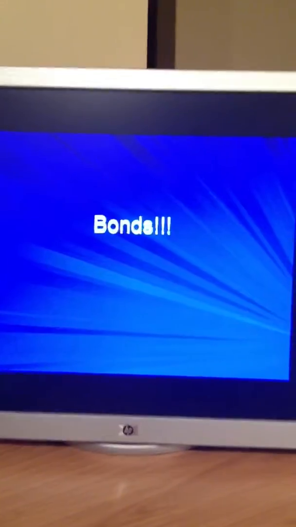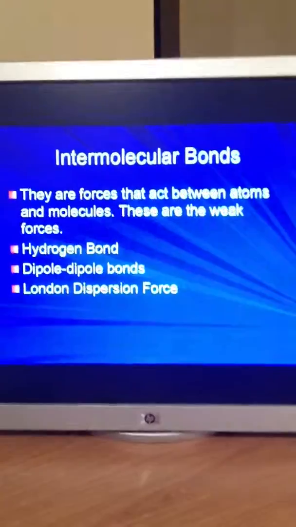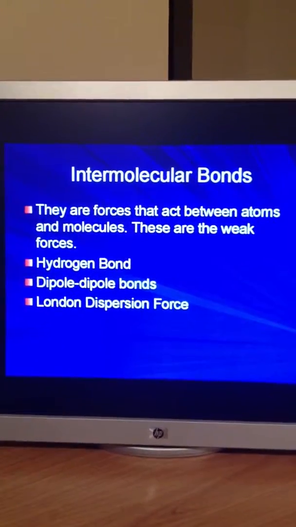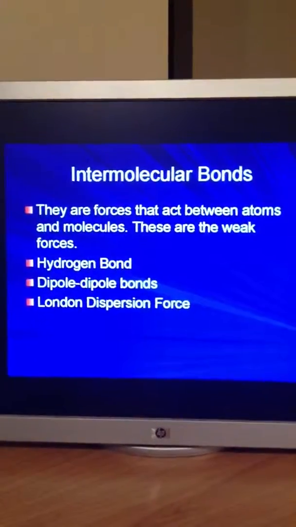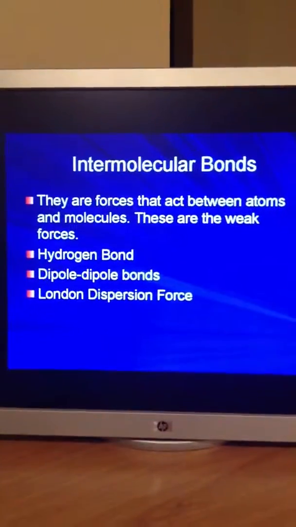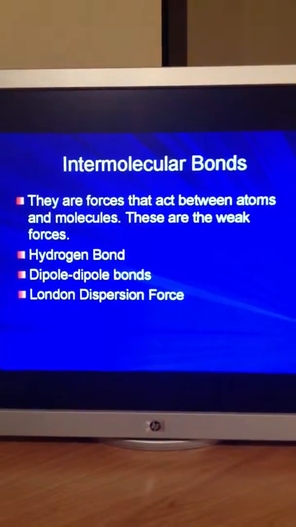Hello class, today we will be learning about bonds. First there is the intermolecular bond, and they are forces that act between atoms and molecules. These are the weak forces. They're composed of hydrogen bonds, dipole-dipole bonds, and London dispersion forces.